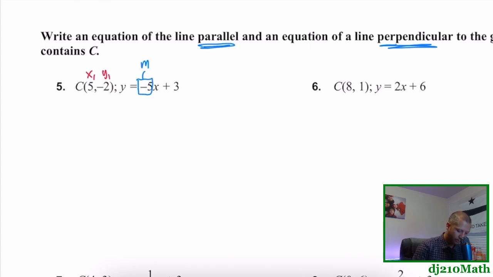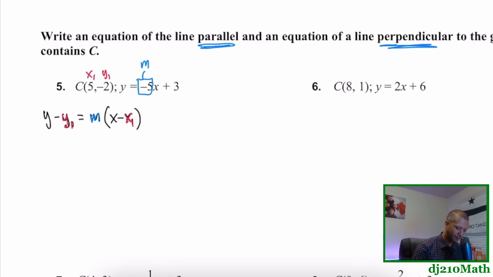So we have to use point slope form mainly because we have a point and a slope. So it's going to be y minus y1 is equal to m times x minus x1. And we just plug in the pieces that we know. We know y1, we know x1, and we know m.